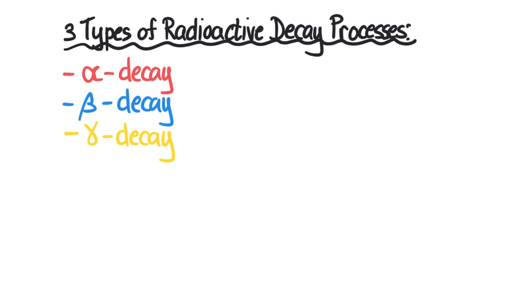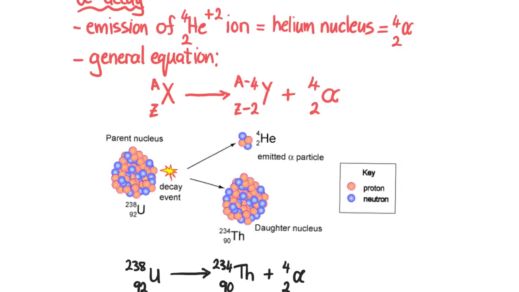There are three main types of radioactive decay. The first one we're going to look at is alpha decay, then we're going to look at beta decay, and then we're going to look at gamma decay. And alpha, beta, and gamma, they come from the Greek alphabet, a bit like A, B, C, and so these decay processes have been named in this way. So alpha decay is where there is an emission of a helium nucleus.